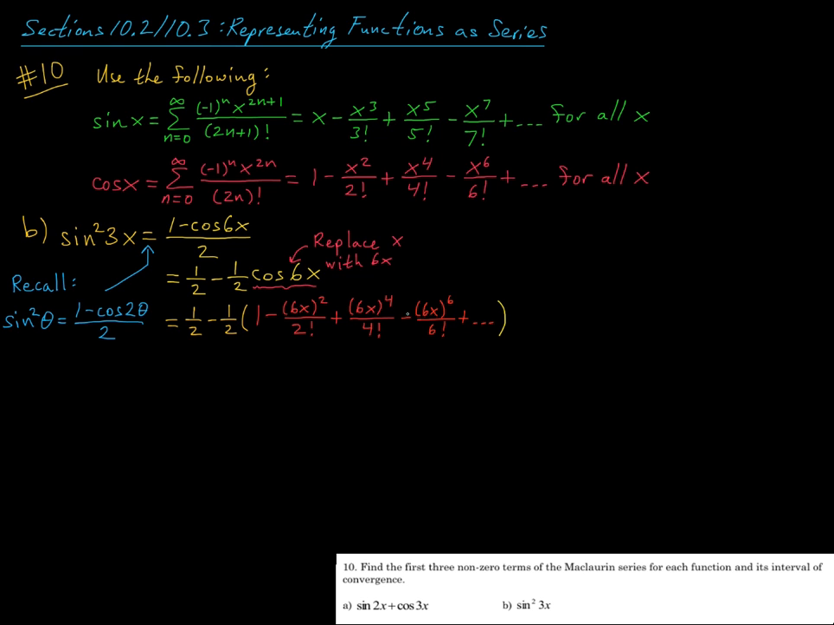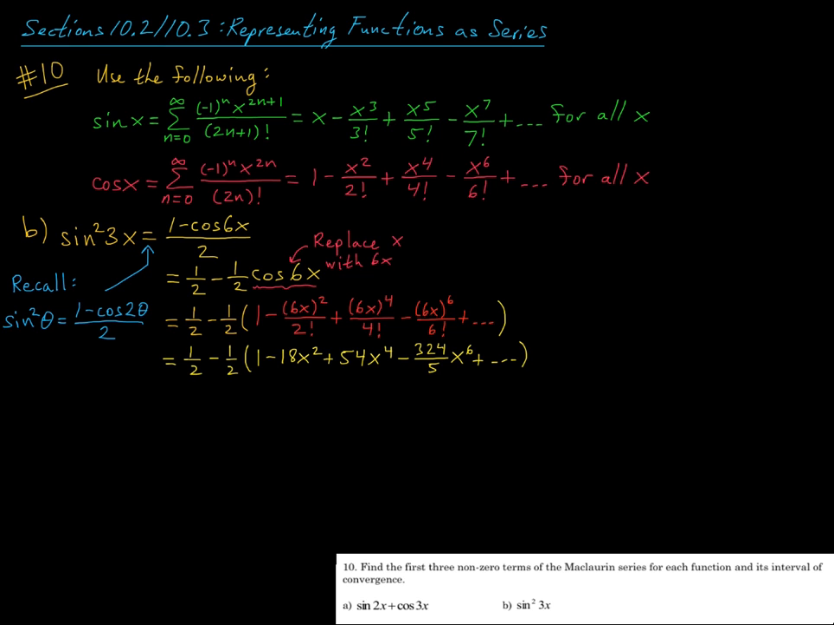All right, now I do want to distribute this negative 1/2, but before I do that, let's go ahead and clean up this series in red. So I have a 1, and then here I have a 36x squared over 2. So that's an 18x squared. Here I have 6 to the 4th power over 4 factorial. That simplifies to 54. Then here I have 6 to the 6th power over 6 factorial. That simplifies to 324 divided by 5. Okay, so here is the series in simplified form.